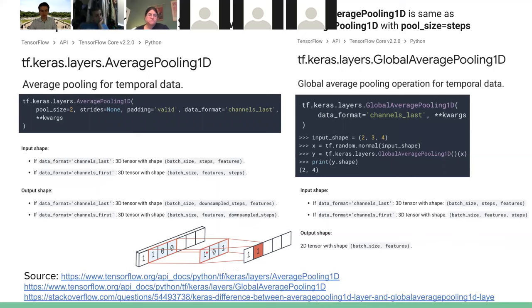Is that right? Yeah, so the average pooling and the global average pooling, there's no kernel here. There's absolutely no kernel. All you're doing is a mathematical function. Average. Yeah. I should have omitted that.